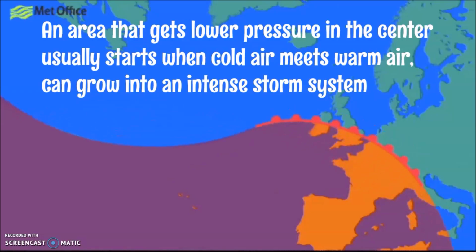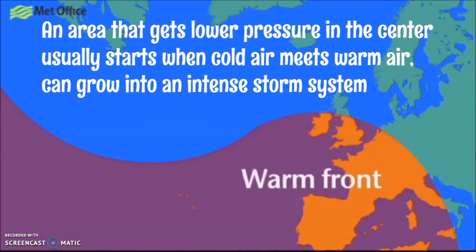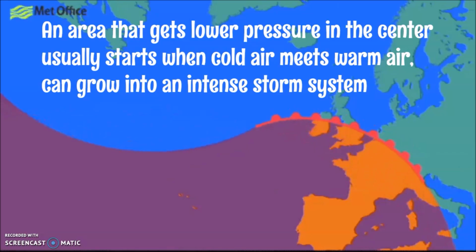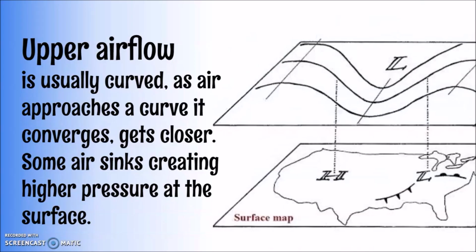So now we can begin to understand how it affects the weather. An area that gets lower pressure in the center usually starts when cold air meets warm air and will grow into an intense storm system. About 100 years ago, Norwegian meteorologists developed a theory explaining the cycle called upper airflow. The most important thing to remember is that the air is not two-dimensional, as you see on the map here, moving back and forth, but is actually three-dimensional, going up and down as well.